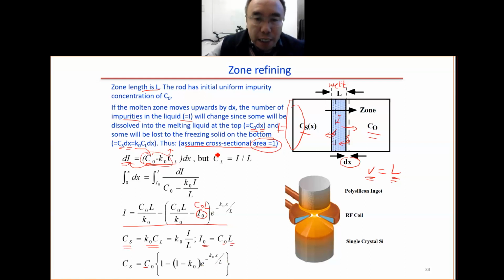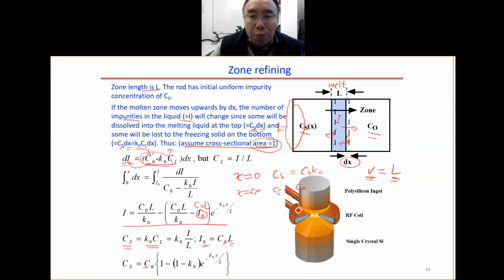So here we can see that at x equal to 0, how much is Cs? At x equal to 0, this term is 1. So Cs is equal to C0 K0 at the beginning. So this makes sense. Then x equal to infinity, a large number. So this term is very, very small, so we have Cs equal to C0.